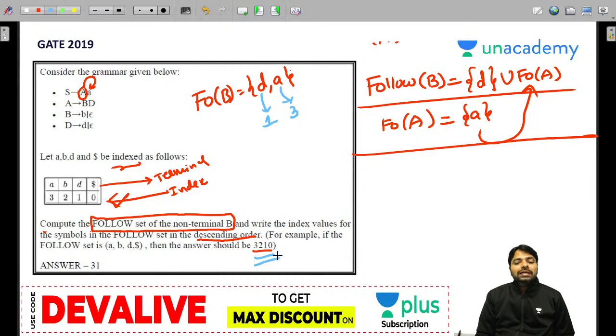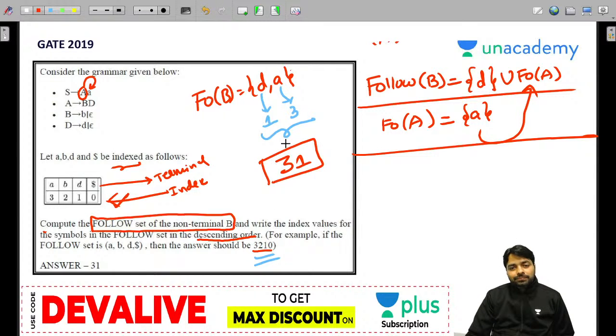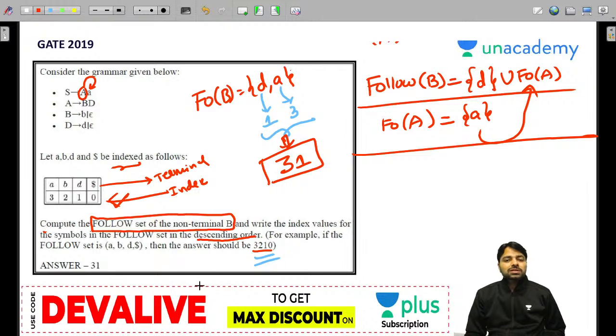Now they want us to write in decreasing order. So what is the decreasing order? 3 comma 1 is descending order. Everybody, 3 1. Where is the dollar? Dollar never comes now. Follow of capital A, dollar never comes. Follow of S, dollar comes here.